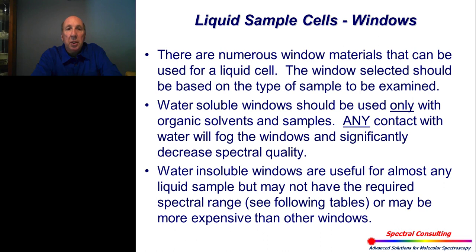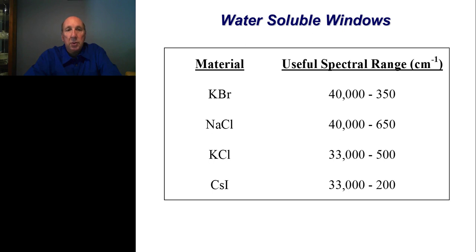There's numerous window materials that can be used, and we should only use water-soluble windows with organic solvents and samples, because any contact with water will start to significantly decrease spectral quality because of fogging of the windows. Water-insoluble windows are useful for almost any liquid sample, but there can be restrictions in the spectral range. So this was the slide I was thinking about. Here are the salt windows, and you can see the range from 40,000 to 33,000, somewhere in there, all the way down around 400, 650 in the case of sodium chloride.